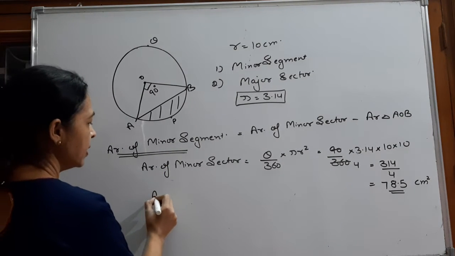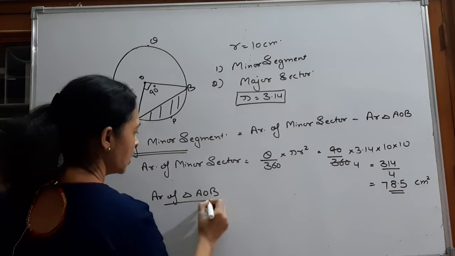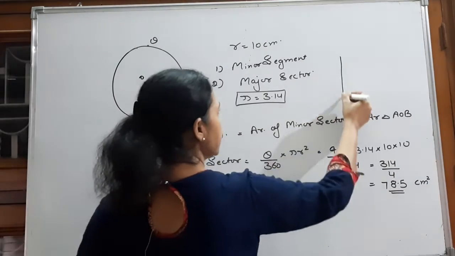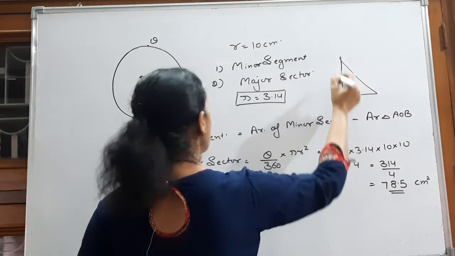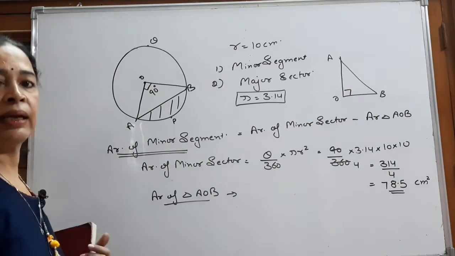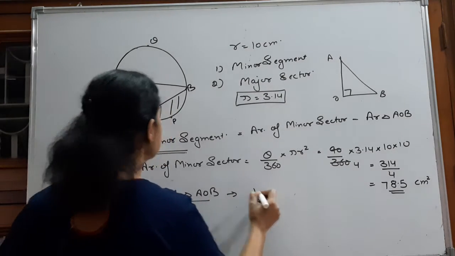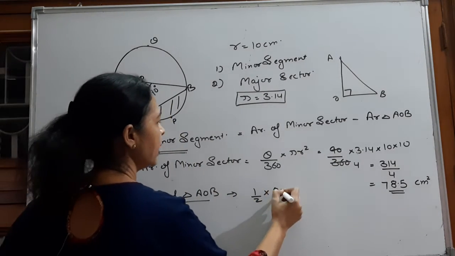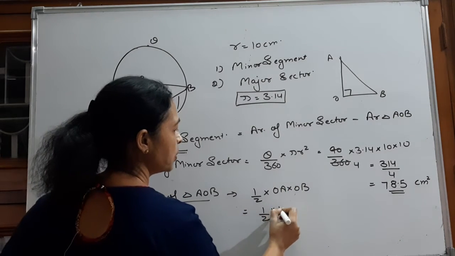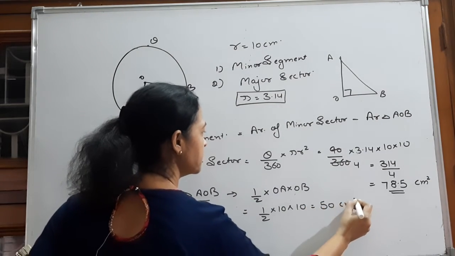Now what we will find? Area of triangle AOB. It is a right angle triangle. Bachche, if it is a right angle triangle OAB, what is the area of a right angle triangle? Half into base into height. The area of AOB is half into OA into OB. That is 1 by 2 into 10 into 10. That is 50 centimeter square.